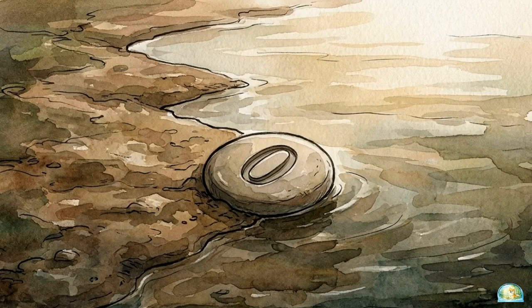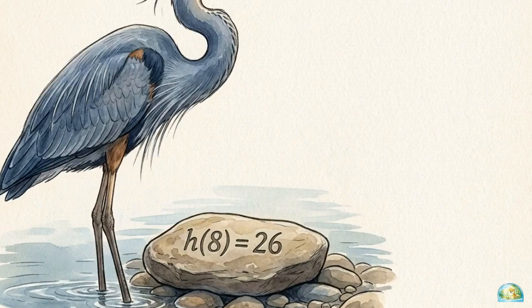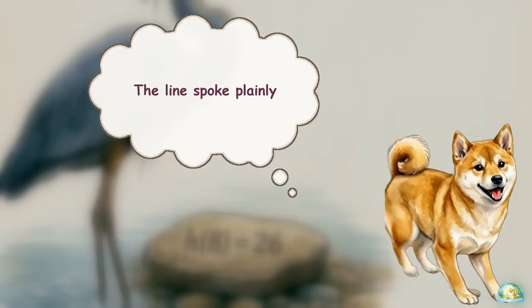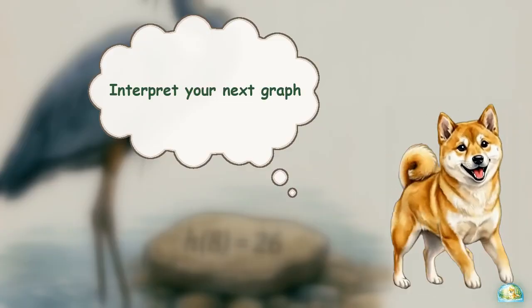Look at this final stone. Which mark in the environment proves the mathematical relationship, and how does the heron's physical action make that data true? The line spoke plainly. Slope told the rate. Interpret your next graph.